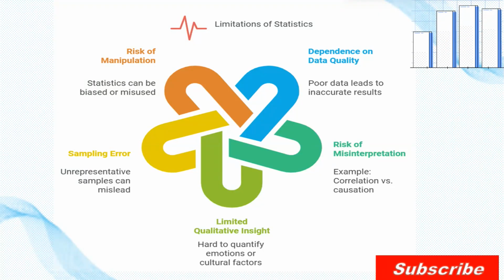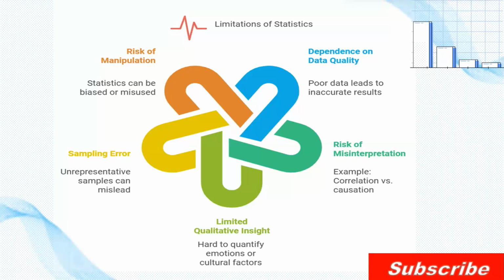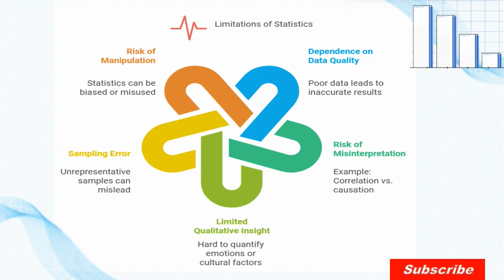4. Subject to sampling error. In inferential statistics, we rely on samples to make generalizations about a larger population. However, if the sample is not representative of the population, the results can be misleading. Even with a well-selected sample, there's always a margin of error.